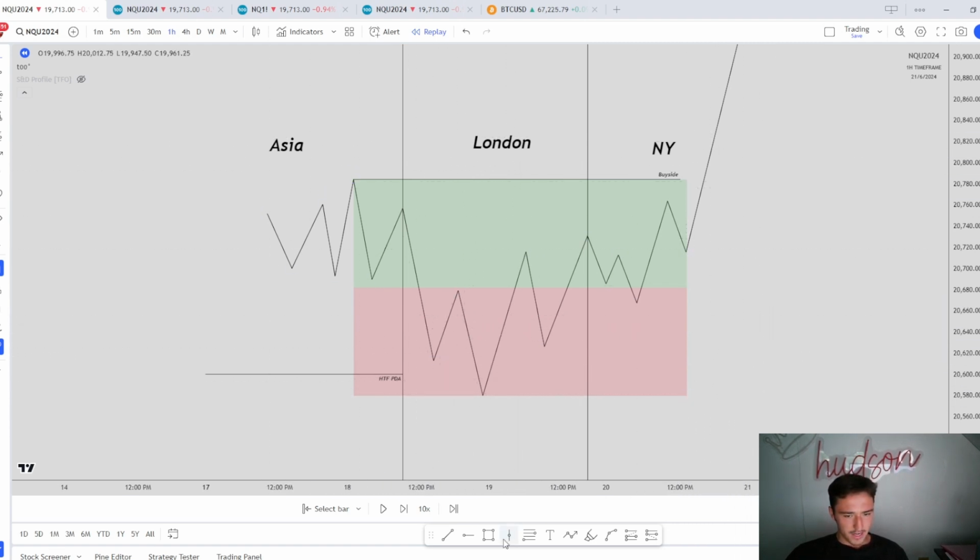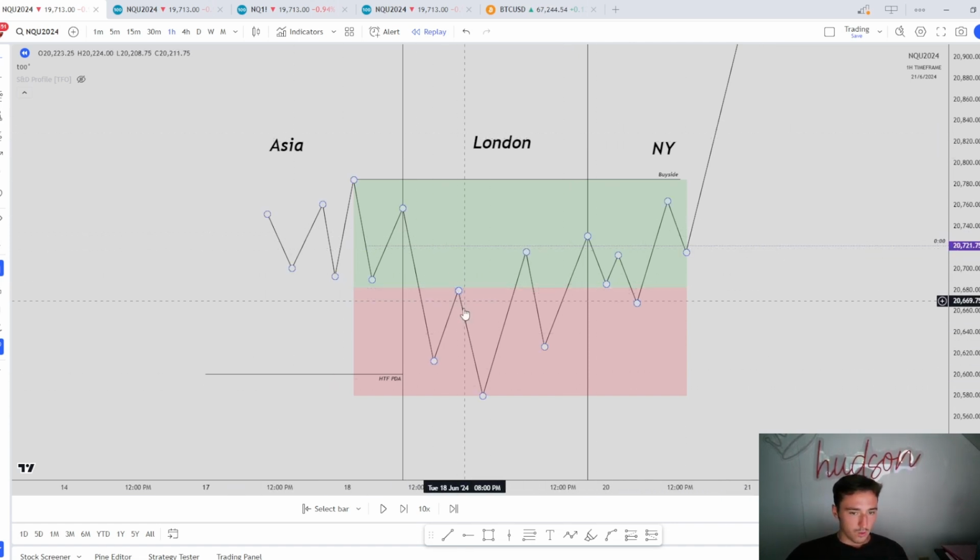So let's say right here we have midnight open, right? So you want to see this midnight open get manipulated below, and then you want to see London session trading into a higher time frame PD array, right? So if London traded into a higher time frame PD array, we can watch for a New York reversal to go higher or lower depending on the scenario.